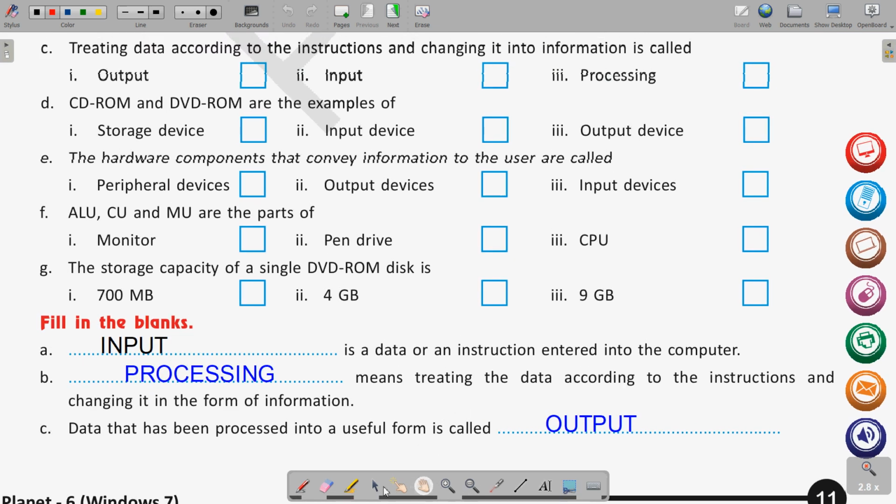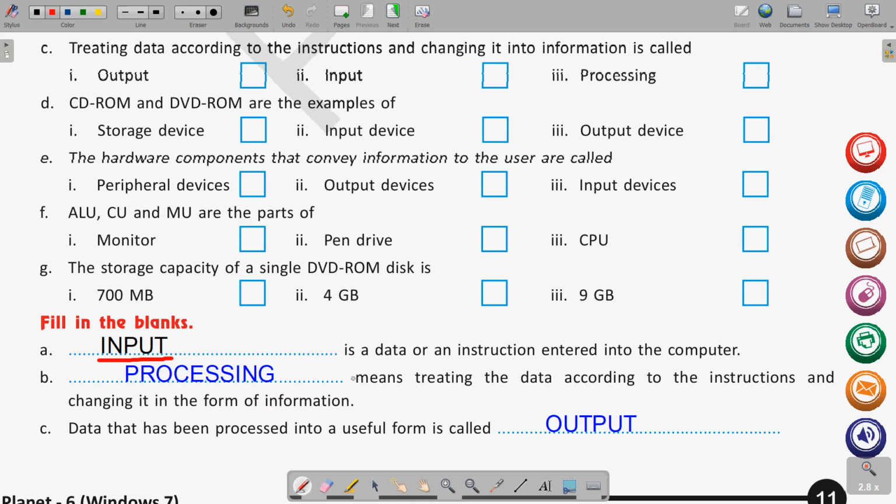So here the first question is: blank is a data or instruction entered into the computer. So what is the data or instruction which is entered into the computer? The data which is entered inside the computer is called input. Clear? Input is the entered data which is given to the computer.